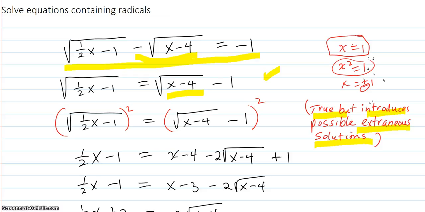Now you square both sides and it undoes the square root and you get this. Then over here you're squaring a binomial. You square the first: square root of x minus 4 squared is x minus 4. You multiply the two terms together and double it. It would have been negative square root of x minus 4, but it's negative 2 square root of x minus 4 because we double it, and then square the last, plus 1.